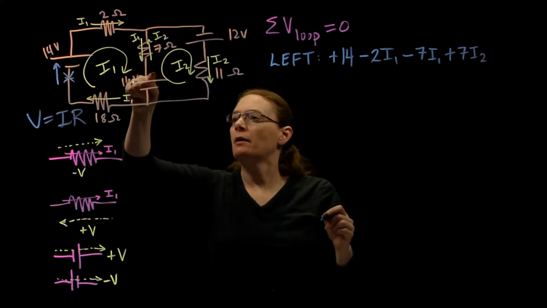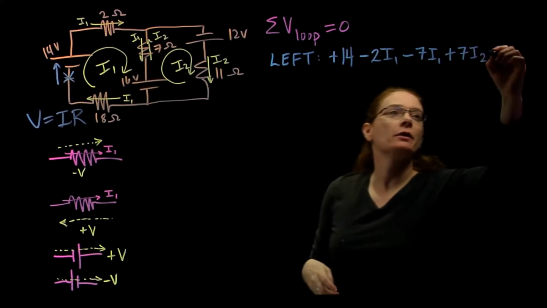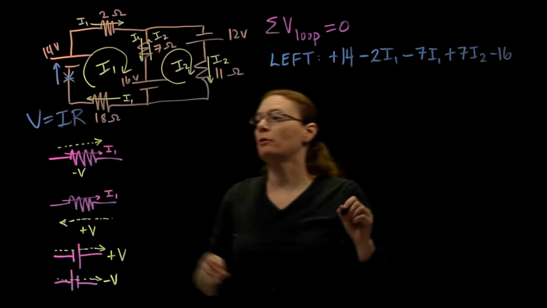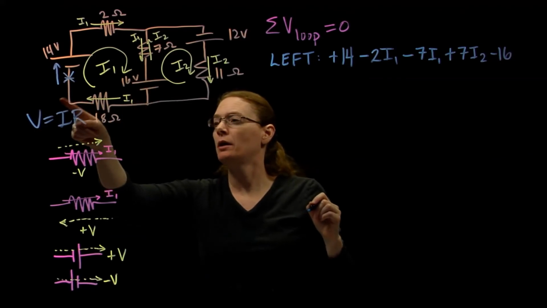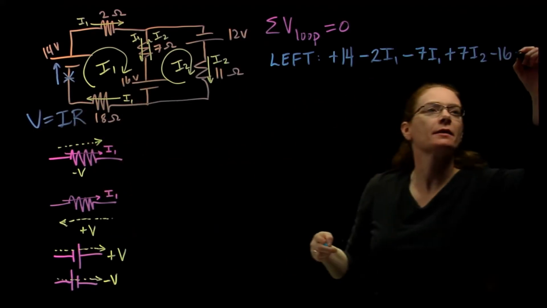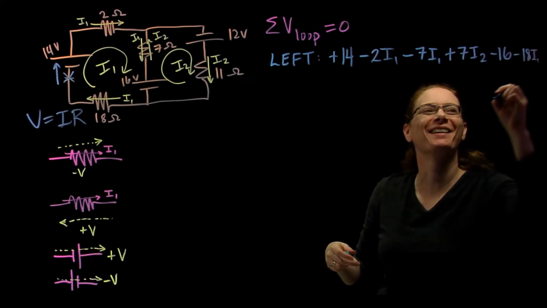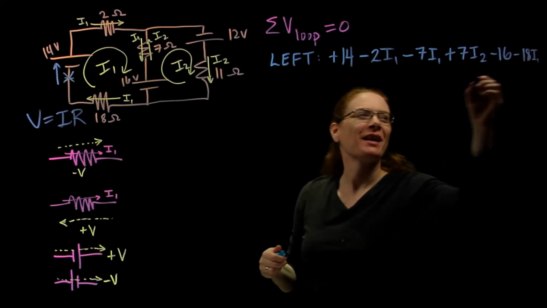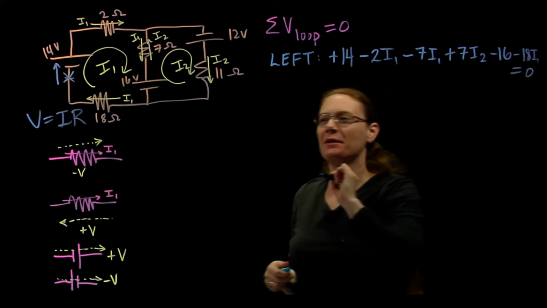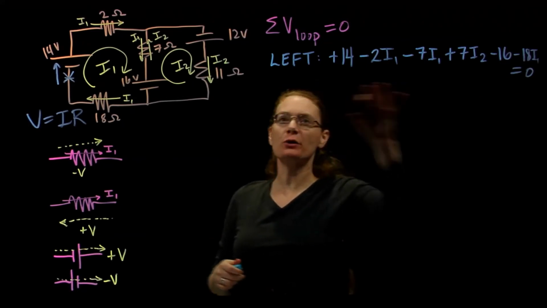And then I'm here. Now I'm walking against this battery, so we're dropping 16 volts. And then I've got to go here. I'm walking with it. It's a negative 18 resistance, I1, and I'm off the screen. And then we set that all equal to 0. So there's my first loop.